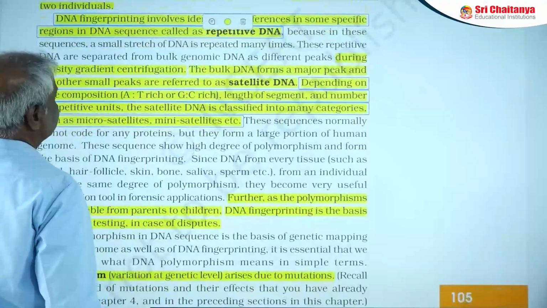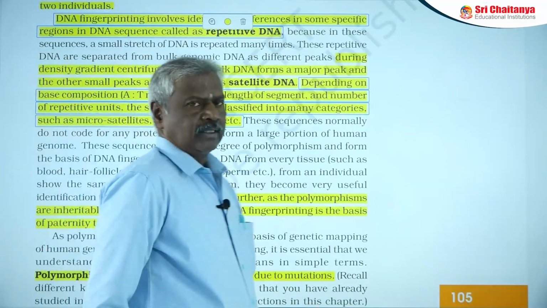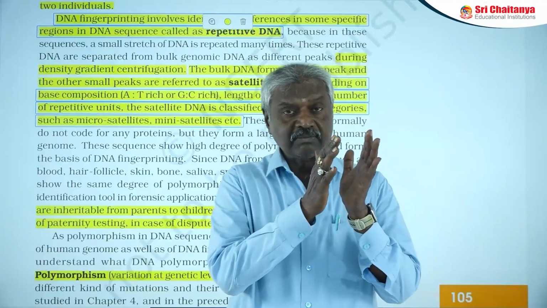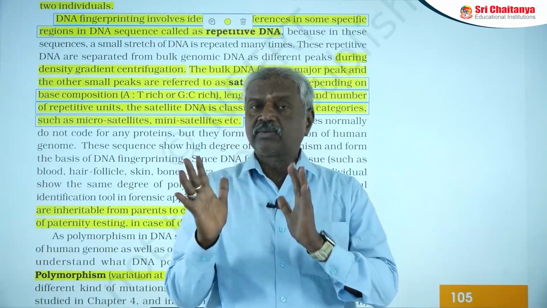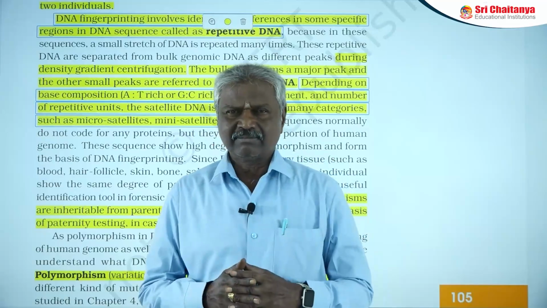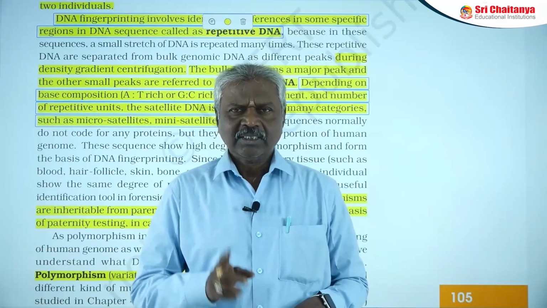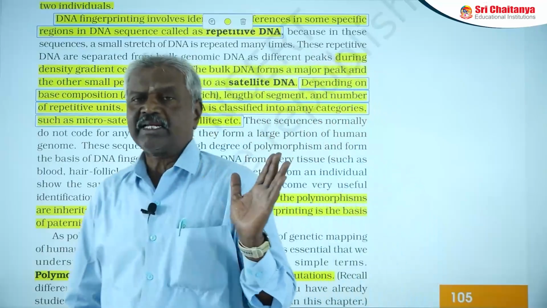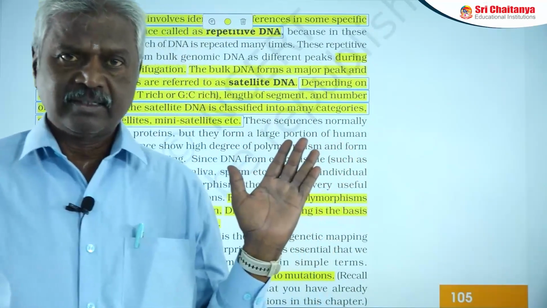Here, how to identify them? Very simple. Actually, out of 3 billion nucleotide base pairs, 99.9% is identical. Leave it. 0.1% is showing variation. That variable DNA is our genetic markers.